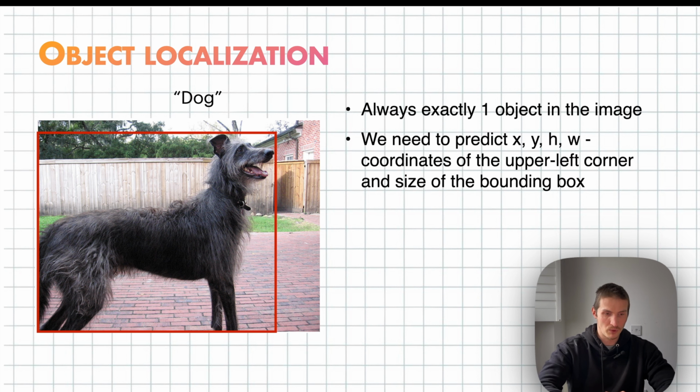Now, we can also speak about object localization. That is, we still assume that there is just one object and always exactly one on the image. But now, instead of class probabilities, we want to predict the bounding box. And so, formally, we specify the x and y coordinates of the upper left corner of this bounding box, and then the height and width of the bounding box.